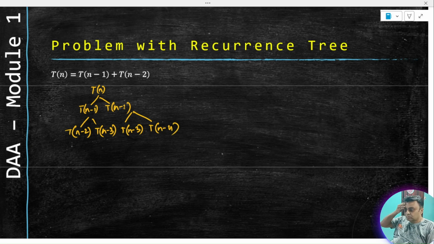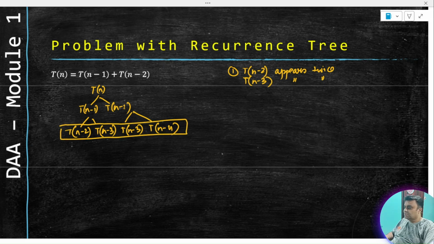So what can I see as the problems? The first problem I can see is T(n-2) appears twice, right? I can see T(n-3) also appears twice, right? So these are appearing twice, which is complicating the per level work done. What is per level work done? This is my per level work done, the work that I typically would be doing in each level. So at this particular level, this is the work done.